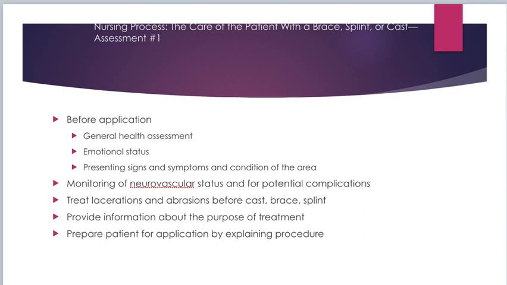When we are taking care of a patient with a brace, a splint, or a cast, before applying, we're going to do a health assessment, emotional status, and then a full assessment of the presenting signs and symptoms and condition of the area. Throughout the pre, during, and post, we're going to be monitoring the neurovascular status and assessing for potential complications. We're going to treat any lacerations or abrasions before applying the cast, brace, or splint, and provide patient education so they're prepared and know what to expect.